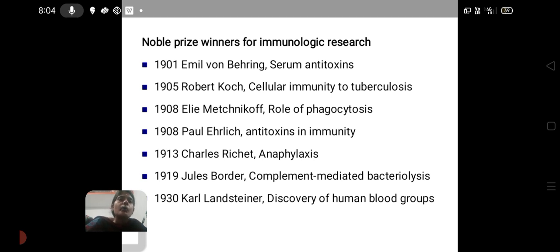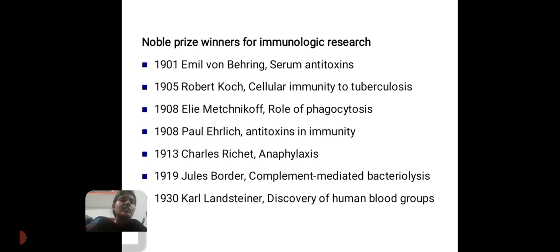Next, Nobel Prize winners for immunological research. 1901, Emil von Behring, serum antitoxins. 1905, Robert Koch, cellular immunity in tuberculosis. In 1908, Elie Metchnikoff, the role of phagocytosis. 1908, Paul Ehrlich, antitoxin and immunity. 1913, Charles Richet, anaphylaxis. 1919, Jules Bordet, complement-mediated bacteriolysis. 1930, Karl Landsteiner, discovery of human blood groups.